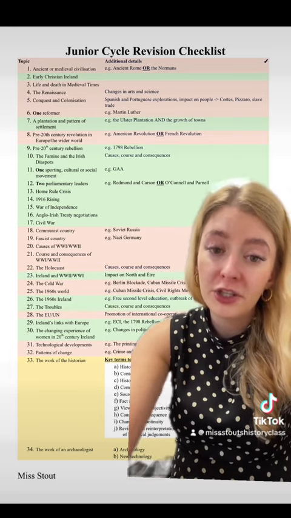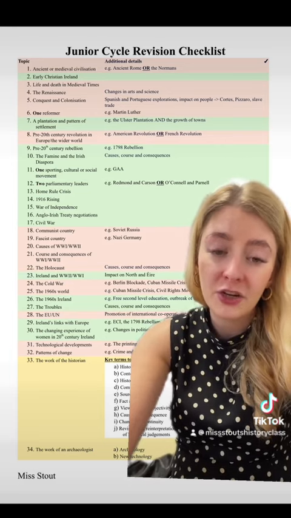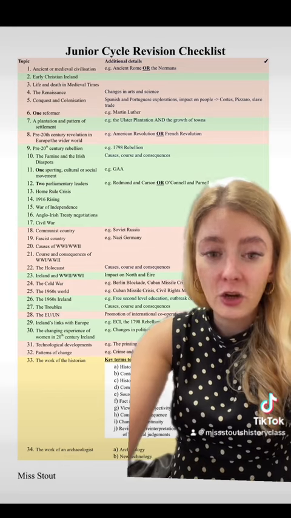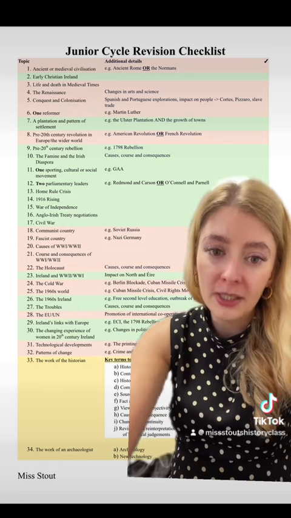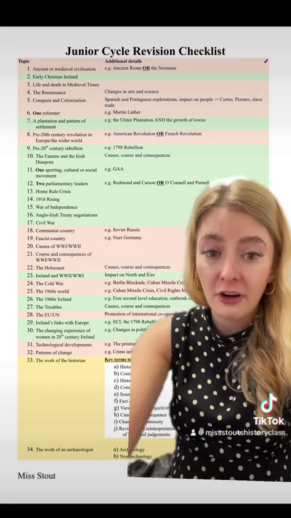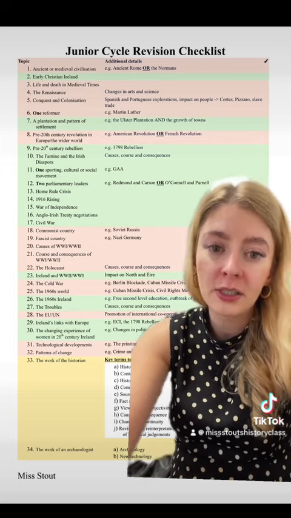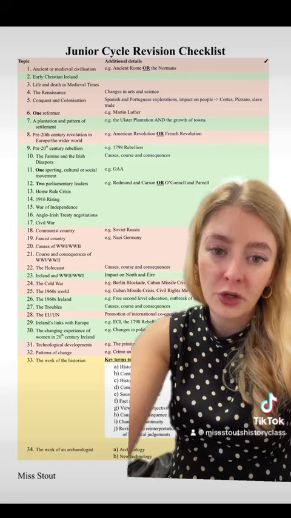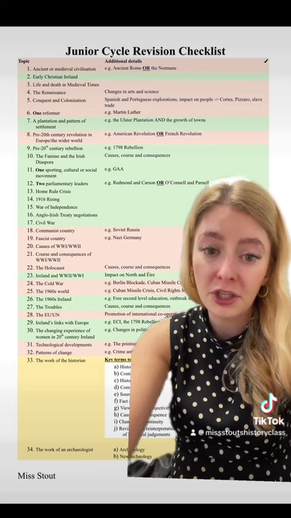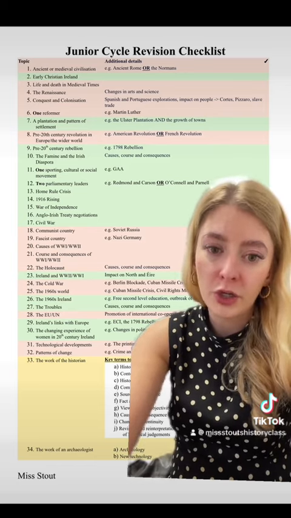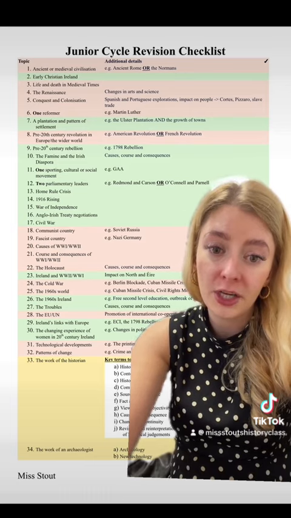You must cover the changing experience of women in 20th century Ireland. You need to have a little look at important technological developments. So you might have done this at the very end of your 3 years, or you might have done it during the 3 years. So for example, my students, when studying the Renaissance, would have also looked at the printing press. When they were studying World War II, they would have looked at nuclear technology.